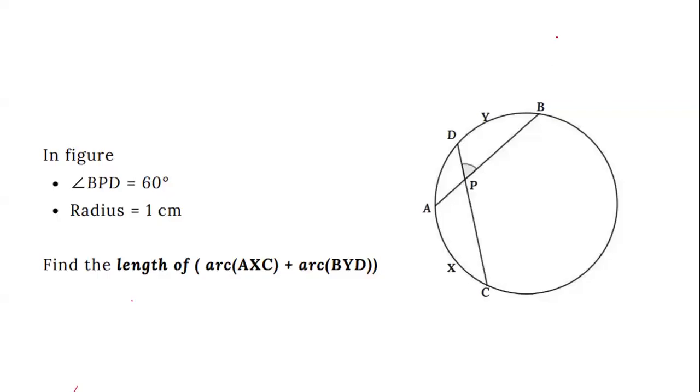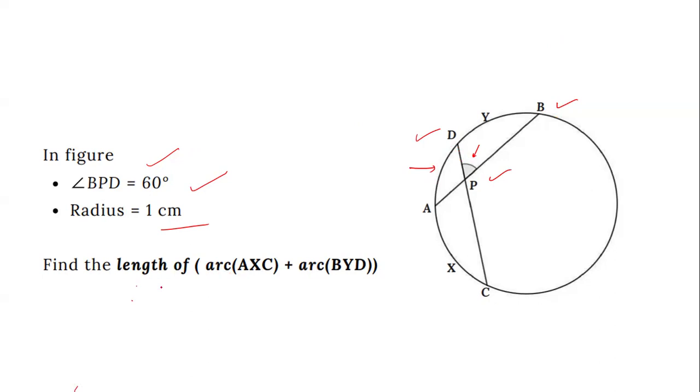So hello guys, in this video we are going to solve this problem. In this problem it is given that in the figure the angle BPD is 60 degrees. So you can see that this angle is 60 degrees, this is B, this is P and this is D, and the radius of this circle is given as 1 centimeter.